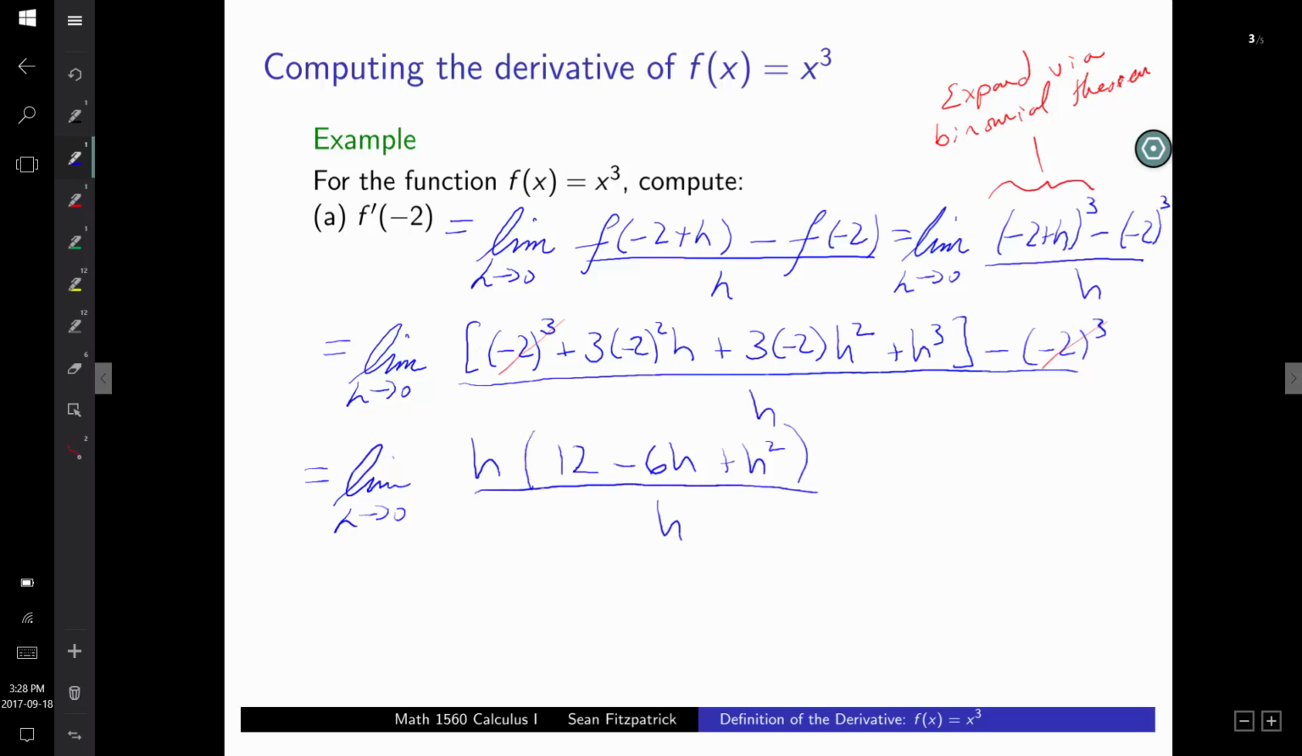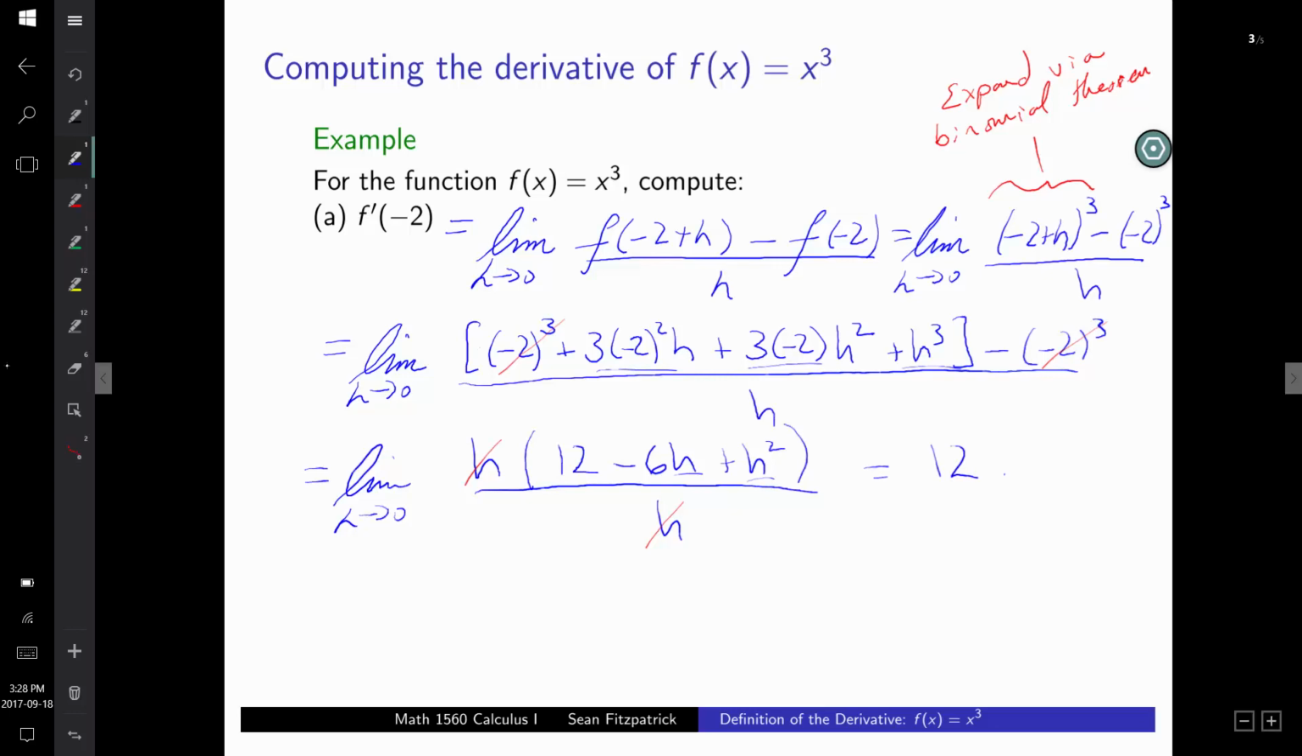Okay, so what did I do there? I simplified my constants and I factored out an h from these three terms. They all had an h in them. And then we notice that this h on the top cancels with the h on the bottom. That's the part that was causing that 0 over 0 situation. And now you can see that when h goes to 0, this h will go to 0, that h squared goes to 0, and I'm simply left with a value of 12 for my limit.